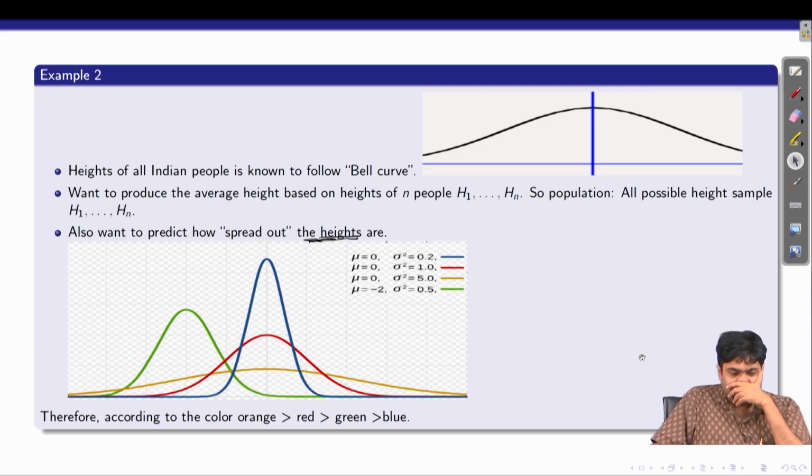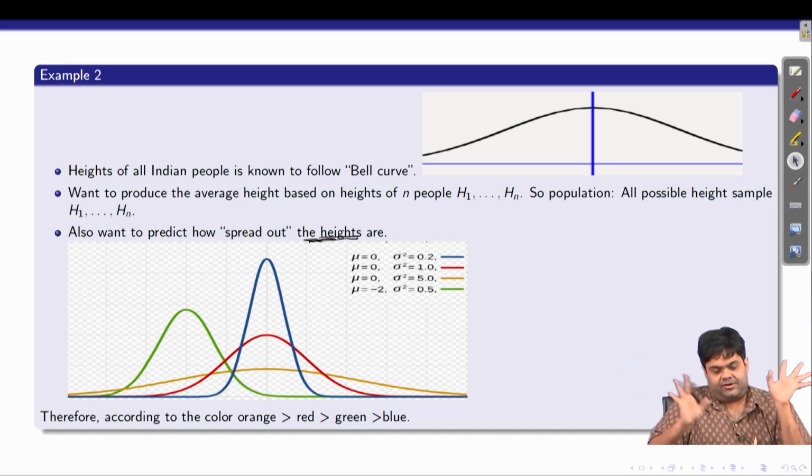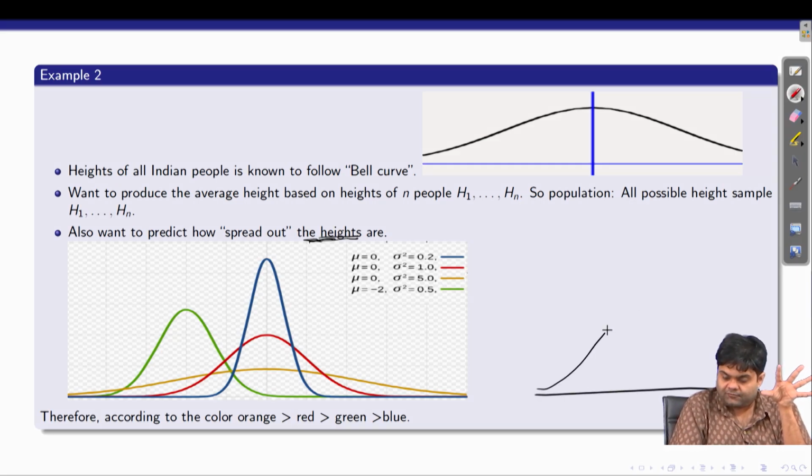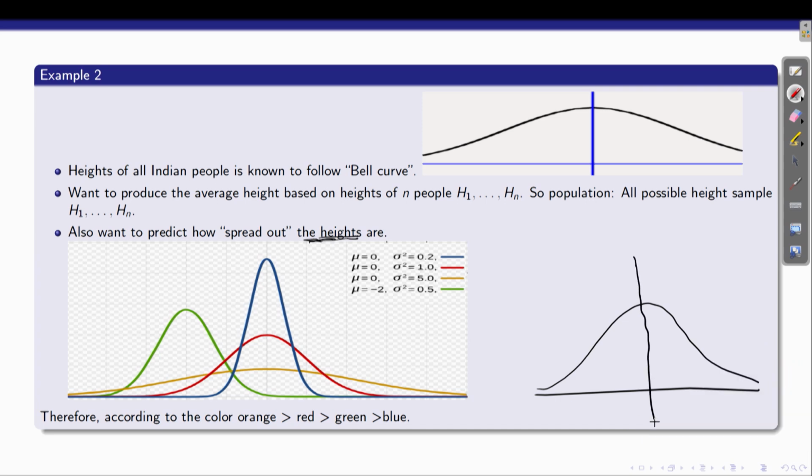So, a second example. If you take the heights of all Indian people, they follow some sort of bell curve, the so-called bell curve or Gaussian curve. It looks like this hat. It peaks around its center, it is symmetric, and as it goes to plus infinity and minus infinity, it just flattens out.